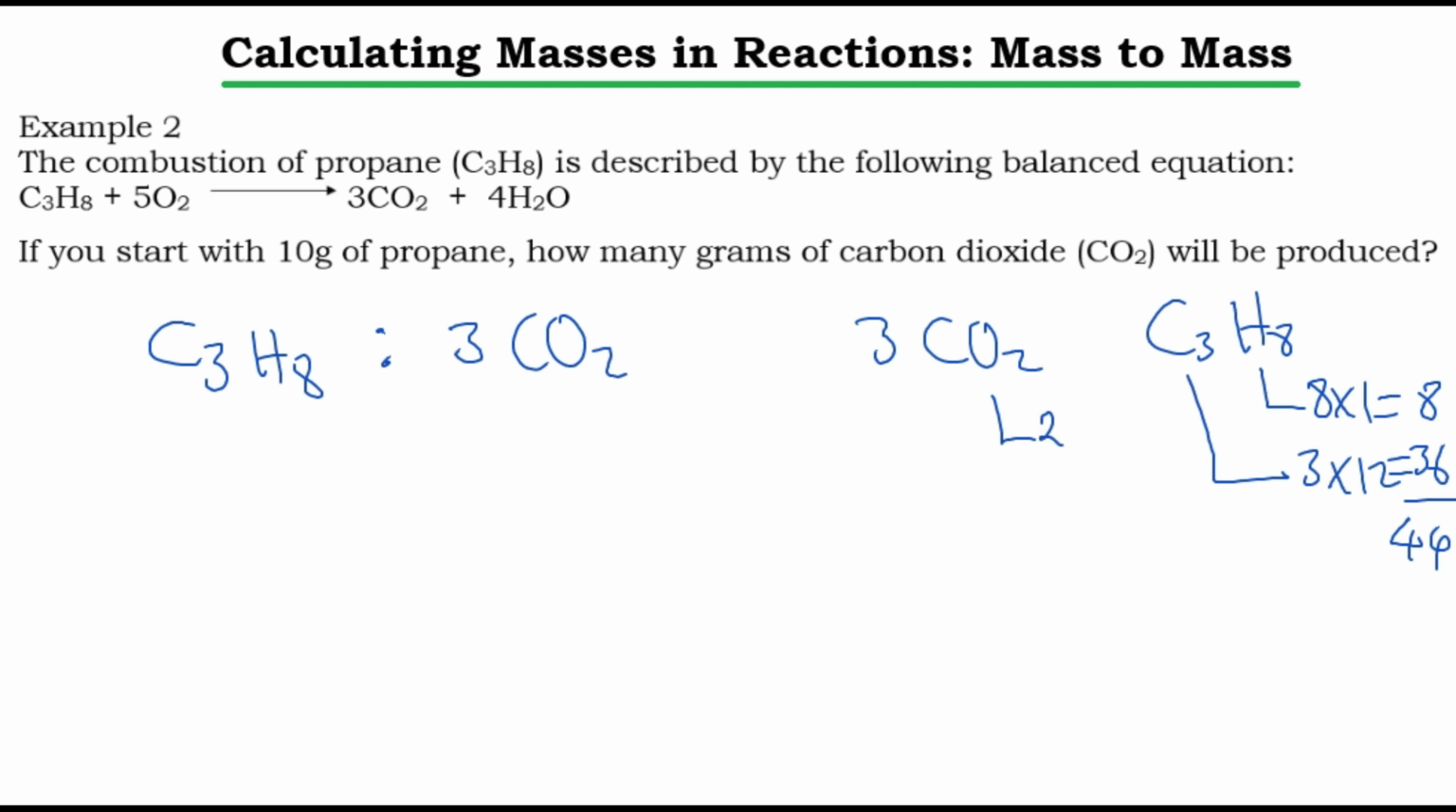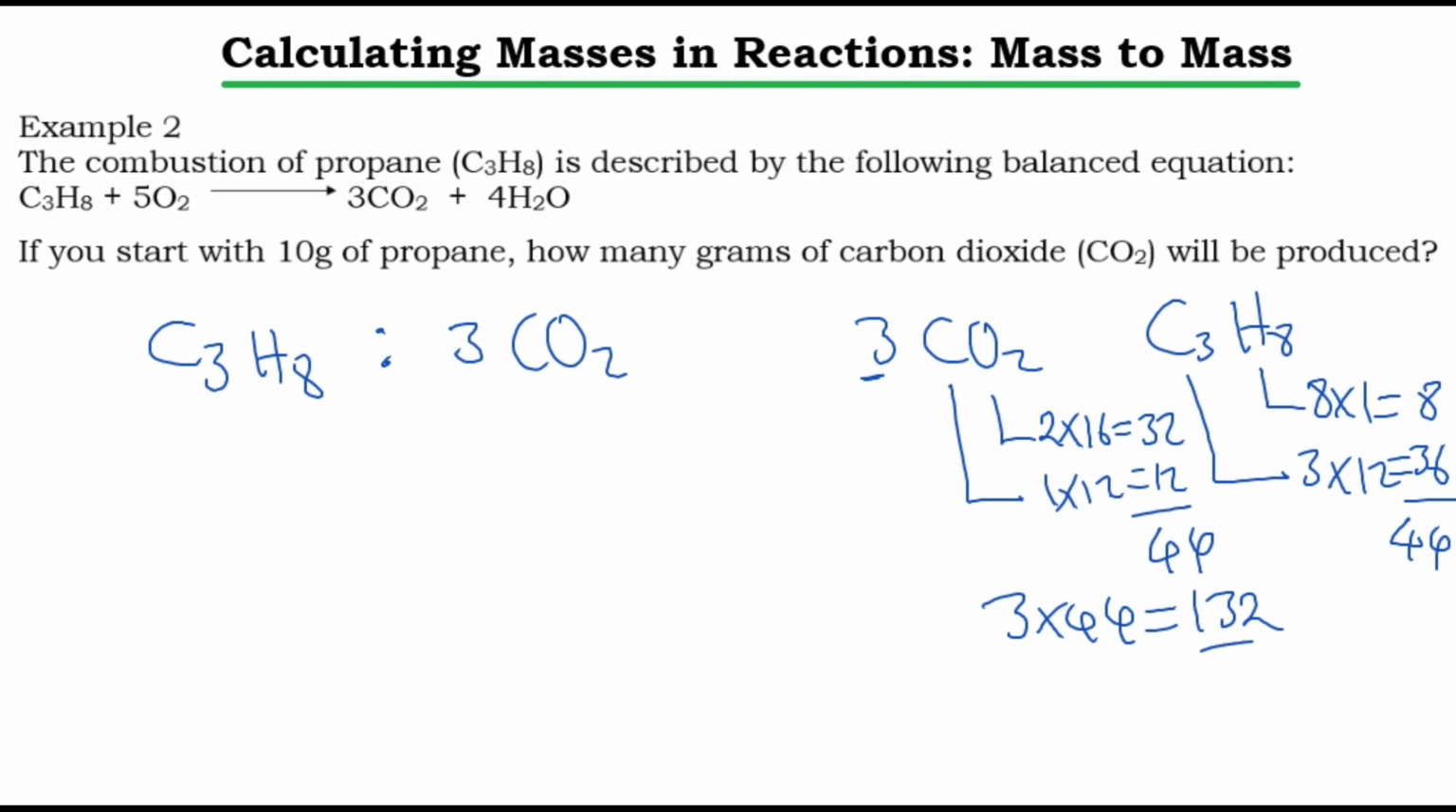3CO2: 2 multiplied by 16 is 32. 1 multiplied by 12 is 12. So 32 plus 12 gives us 44. Then there are 3 lots of this carbon dioxide, so 3 by 44 gives us 132. So this means that 44 grams of propane produces 132 grams of carbon dioxide.